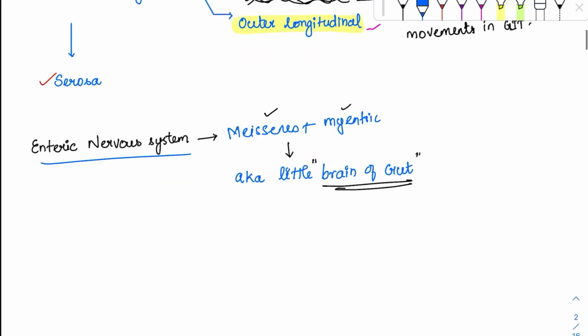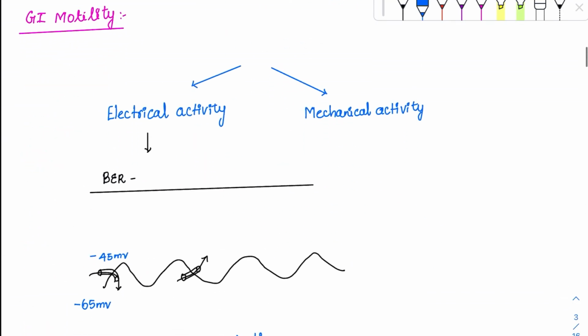Now coming to the GI motility. This motility is very, very important. In GI motility, first, like we saw in CVS or other systems also, there should be something to generate the electrical wave. Then followed by that, only mechanical action will come. So it is always the electrical event which happens first.